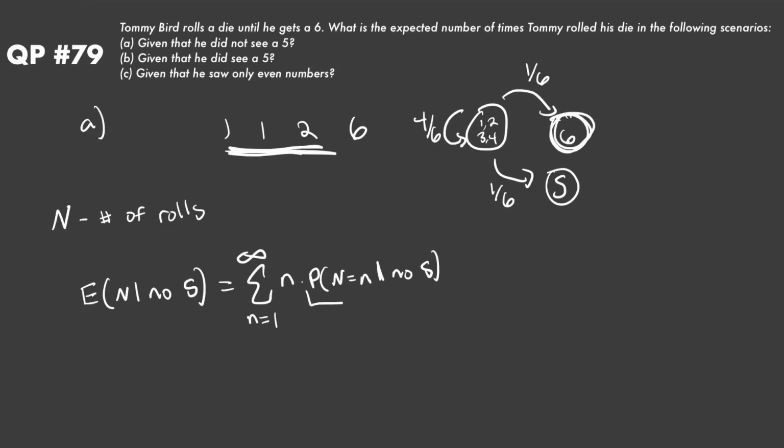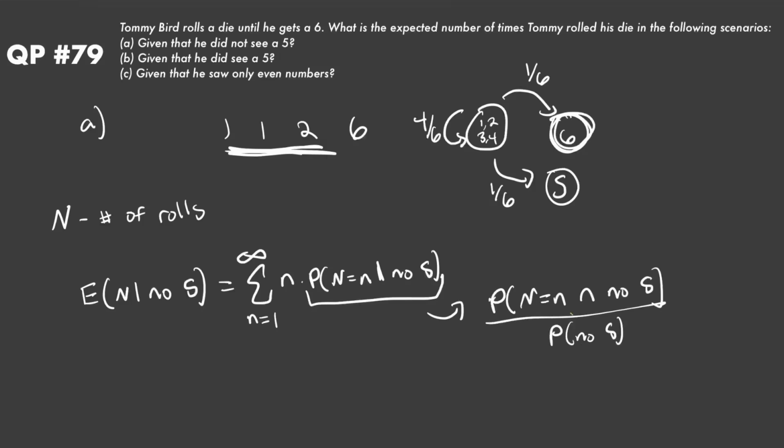Let's first of all figure out this probability distribution right here. We know the definition of conditional probability, right? This is just going to be the probability that n equals little n and we have no 5, divided by the total probability of the cases where we don't have a 5. Now, first of all, the probability of no 5 is essentially just the probability that we end up in our ending state 6 before we end up in this state over here where we have a 5. And you can see that on any given roll, we have equal probability of ending up in state 6 or state 5.